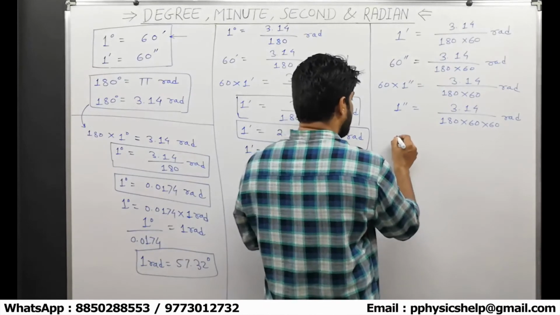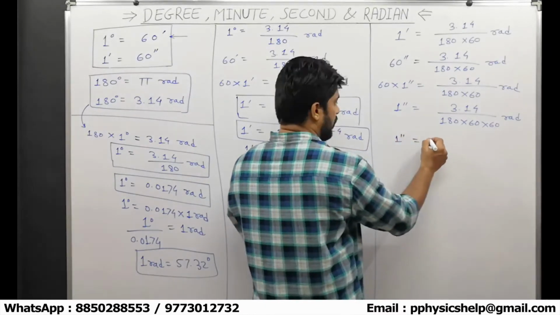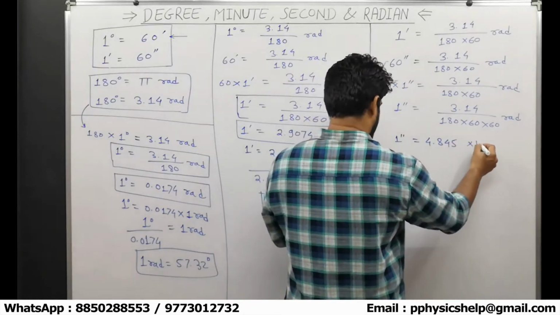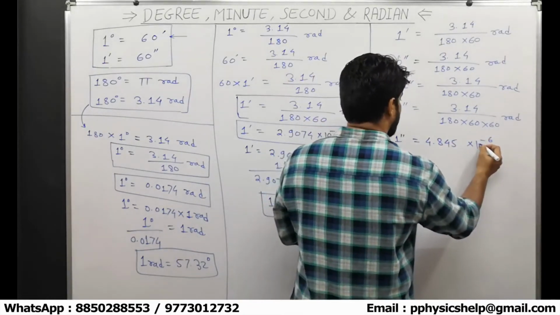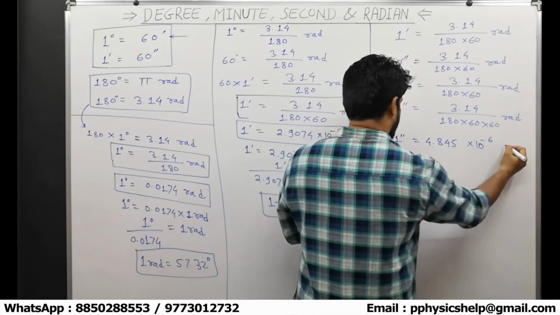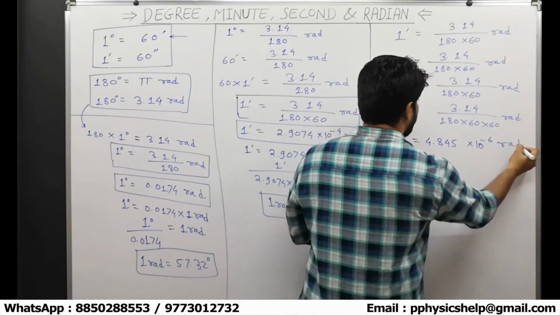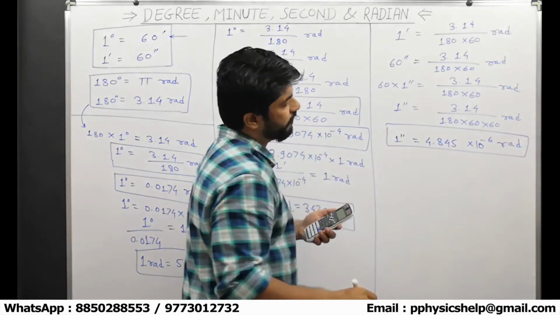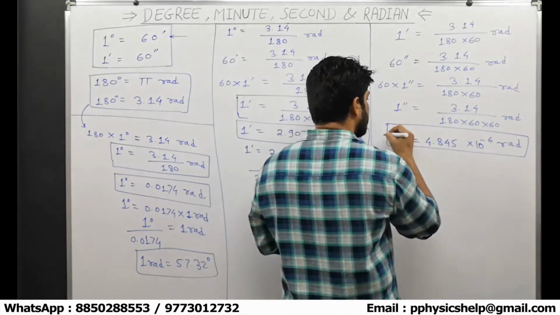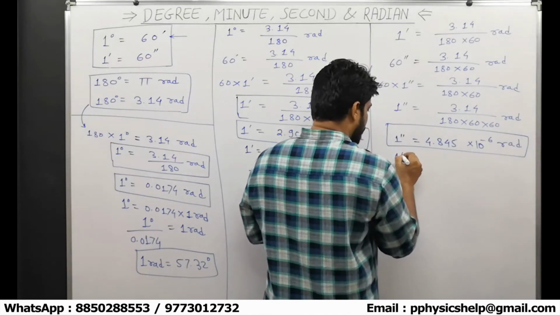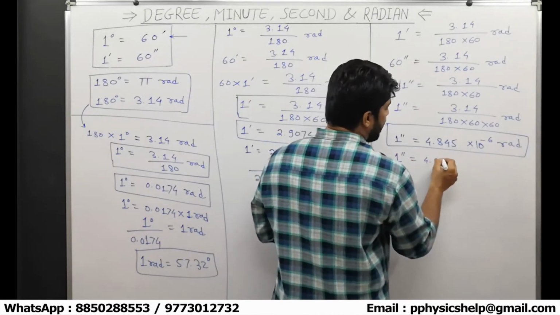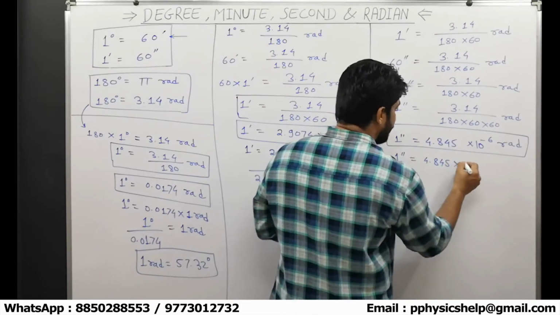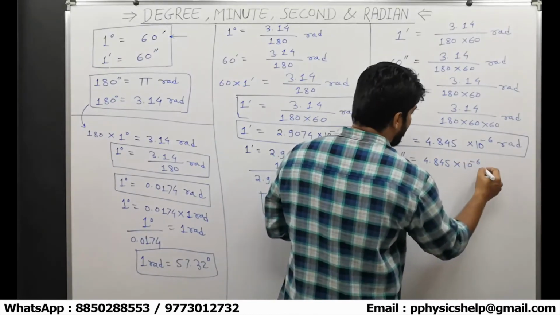Over here 1 second is equal to 4.845 into 10 raised to minus 6 radians. So in this way we have got this conversion factor. Again we can do the reverse with the same approach. So over here 1 second is equal to 4.845, there are some other digits also, but I am not writing that right now. You can check that in your calculator.